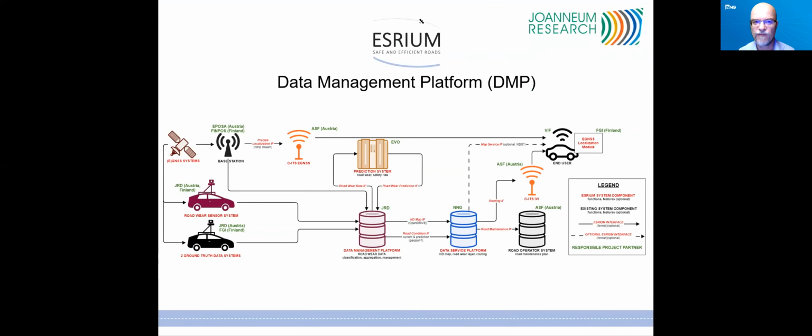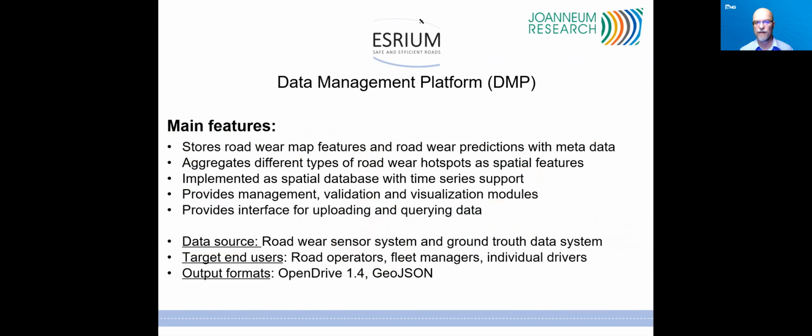So let's start with the data management platform. The data management platform is situated at the beginning, aggregating information coming from the sensor systems, and also providing information to the prediction system and aggregating output from the prediction system. What is the purpose of the data management platform? It stores roadware map features and roadware predictions with metadata. This is one of the very key and very basic features of the data management platform. It also aggregates different types of roadware hotspots as special features.